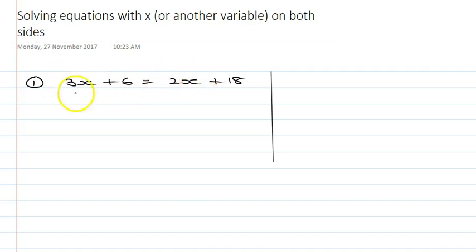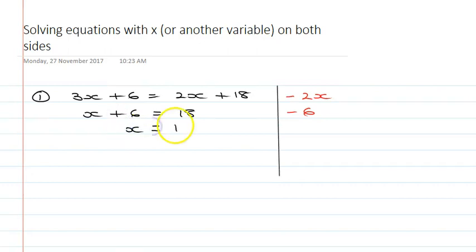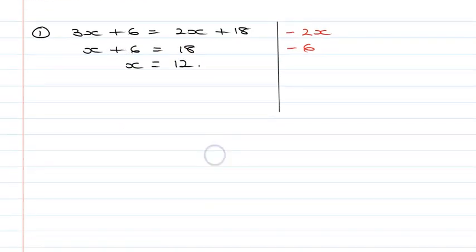So 2x is smaller than 3x, so I'm going to start with 2x and I'm going to take it over the other side, which means I'm going to do the inverse. So I'm going to subtract 2x from both sides, leaving me with x plus 6 and then just 18 on the right. Then I'm going to subtract 6, so that's the inverse of plus, take it over the other side. I'm also going to take 6 from this side, so I'm taking 6 from both sides, leaving me with x equals 12. Now you need to check that that's the solution by substituting x equals 12 into the original equation.